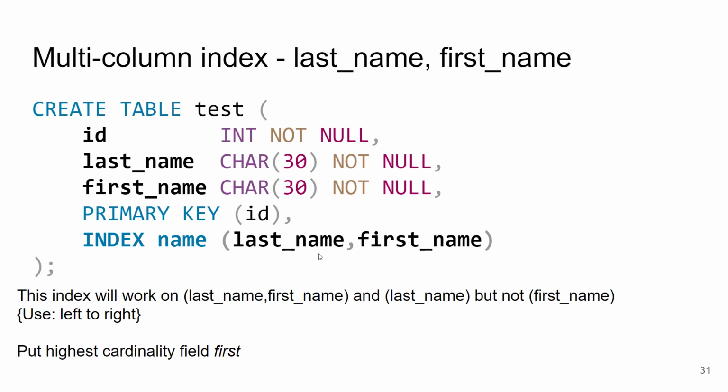The first one in your index, make that the highest cardinality, the most unique. That's the way it works. By the way, if you're doing something like month, day, year, the search will work on month, day, year, or month, day. It won't work on year, and it won't work on month.